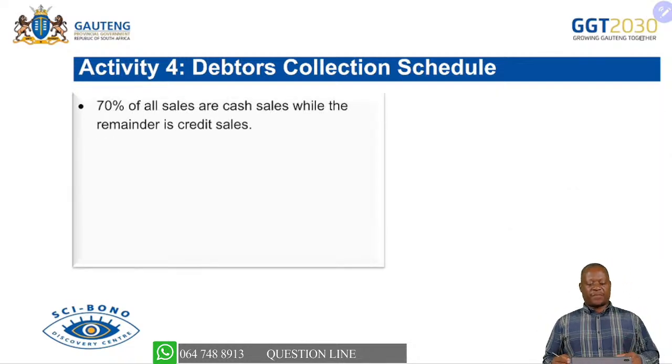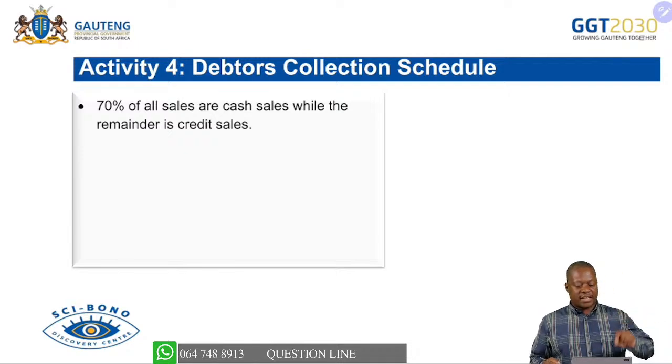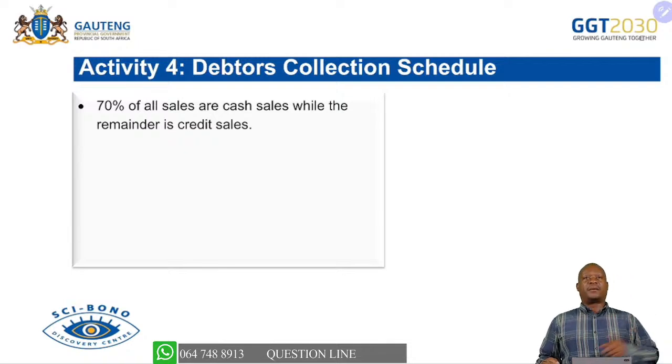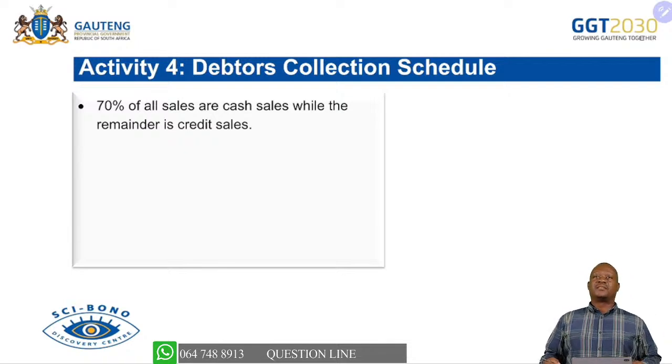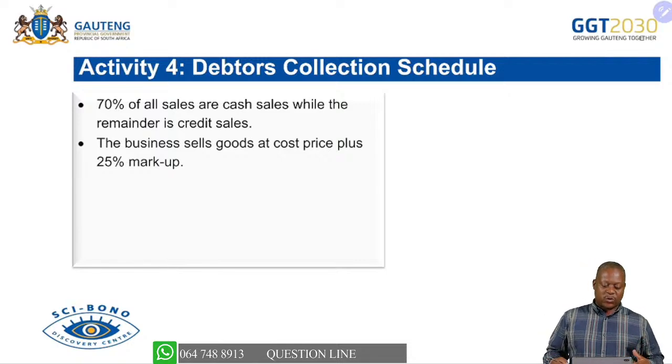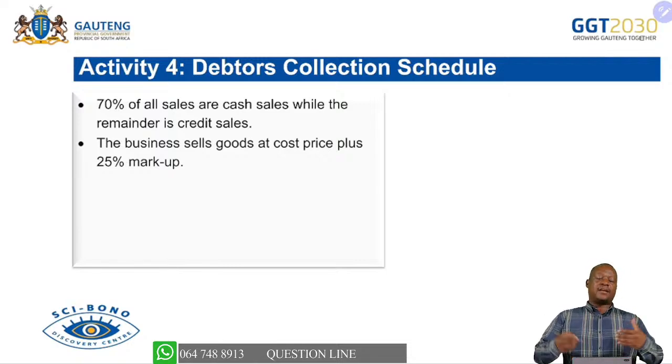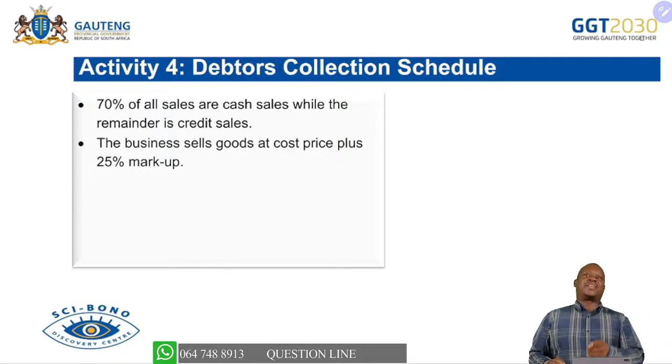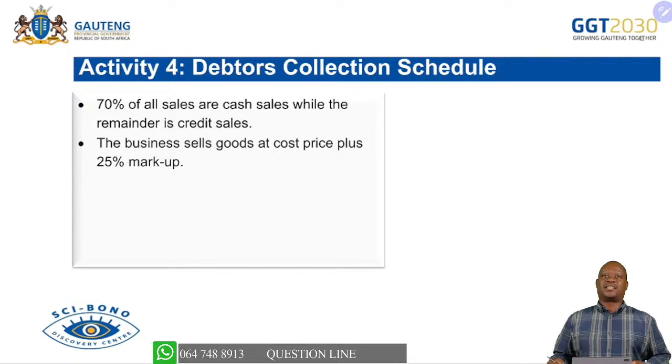The first piece of information that we are getting is 70% of all sales are cash, while the remainder is credit. Simple, guys. 30% of our sales are on credit. Now, the business sells goods at cost plus 25% markup. The issue of markup is coming again. 25%. The relationship between cost of sales and purchases.